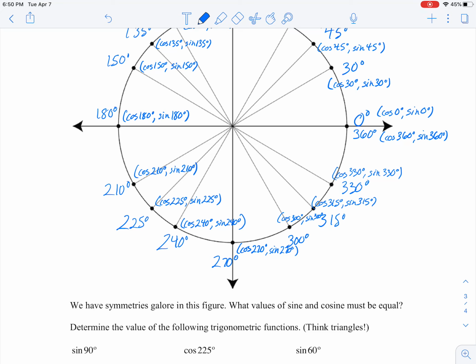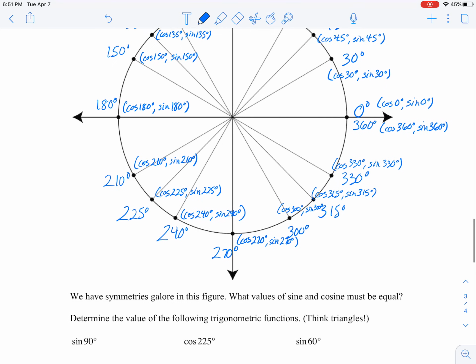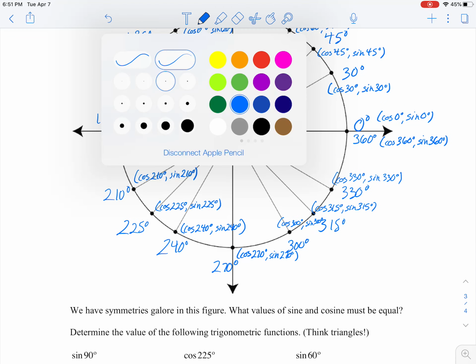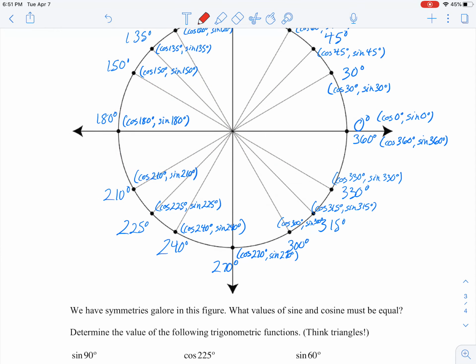Now, we have symmetries galore in this figure, and it's worth asking ourselves what values of sine and cosine must be equal. Well, to do that, we just have to identify what angles have the same x and y corresponding values. So let's, for example, think about that pair right there.